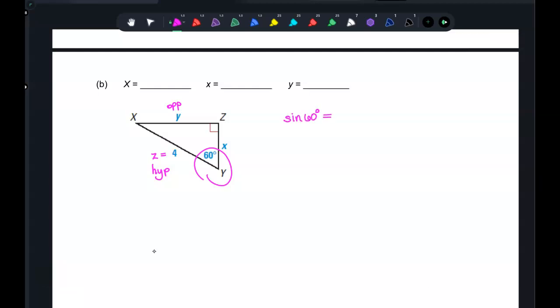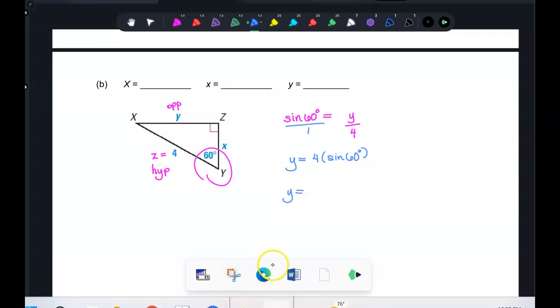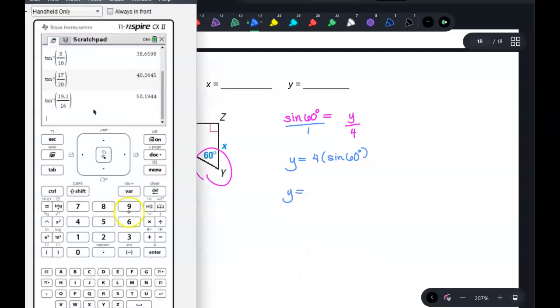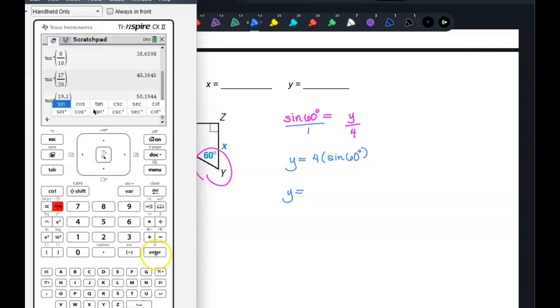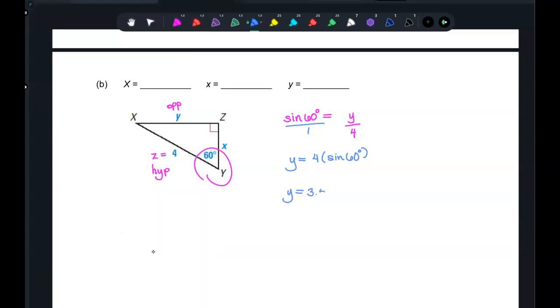So sine of 60 equals what over what? Y over 4. Oh, this is what we did yesterday. Because when we have the angle measure, we can just cross multiply. So I'll get y equals 4 times sine of 60. We're going to round to the nearest tenth here. 3.5.